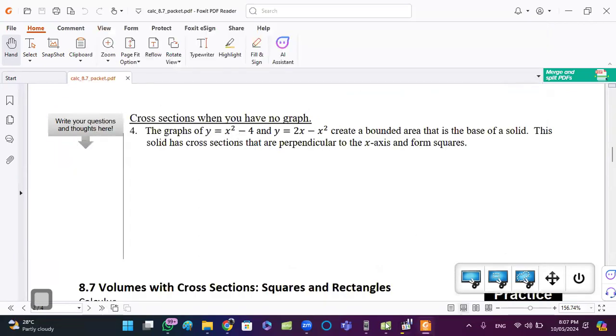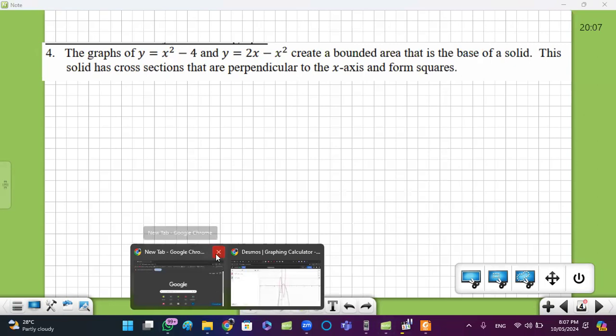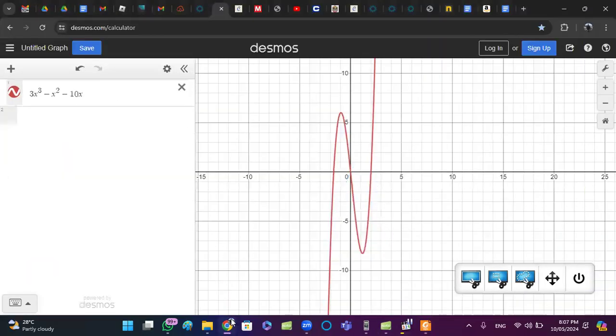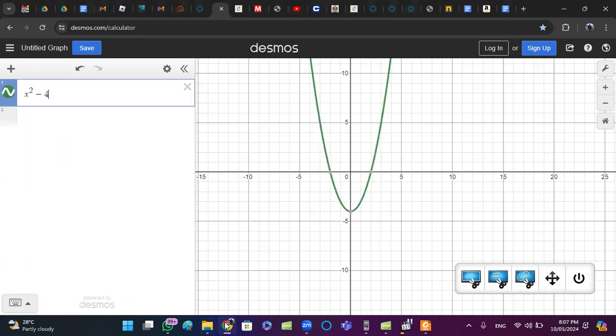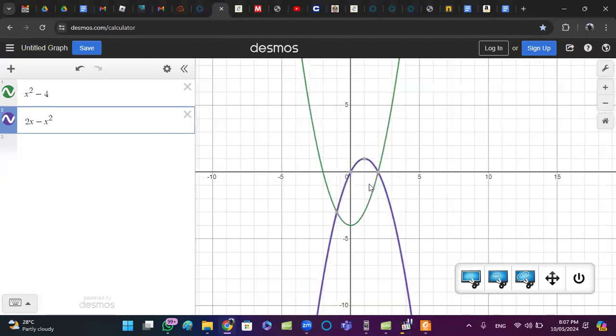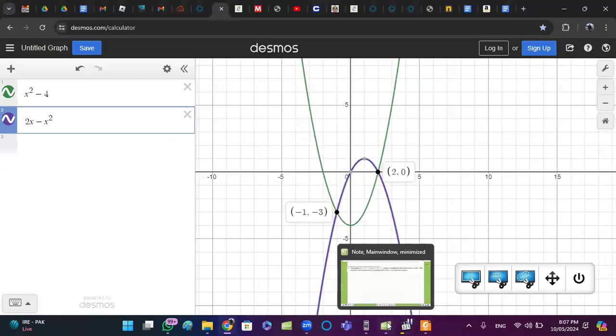Okay, now who can help me in doing this? The first step, I should use Desmos, or we solve them together. Let's do Desmos at least. So when you see this in an exam, x squared minus 4, write it in Desmos. Number 2, 2x minus x squared. Now I have this area. From what to what? From negative 1 to what? To 2. Right?